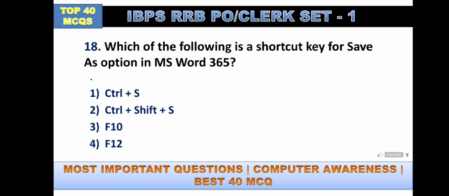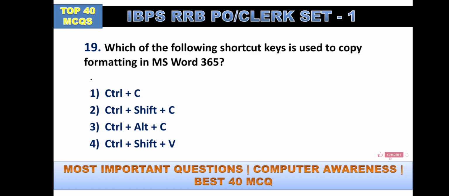See, for the save as option in MS Word 365 you use F12. Okay, F12. For help we use F1, and for save we use F12. Which of the following shortcut keys is used to copy formatting in MS Word 365? See, for copying formatting we use Ctrl plus Shift plus C.